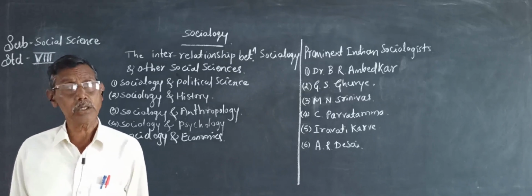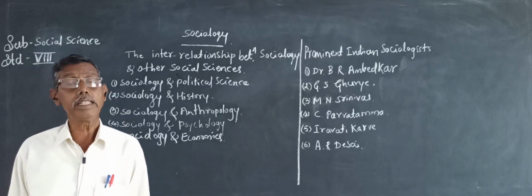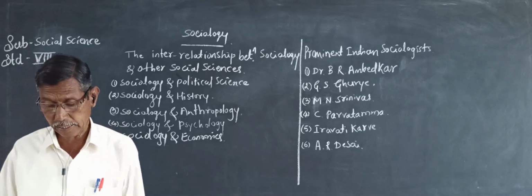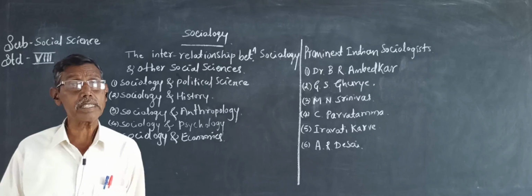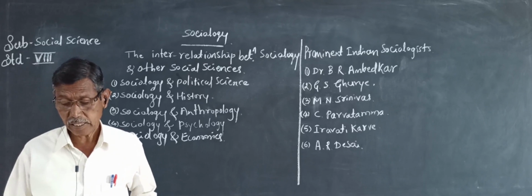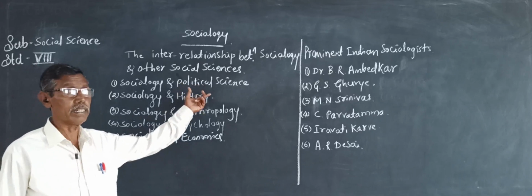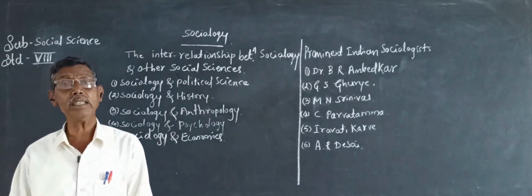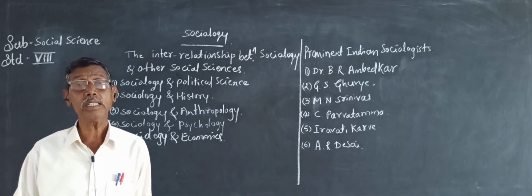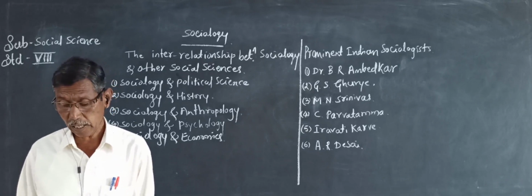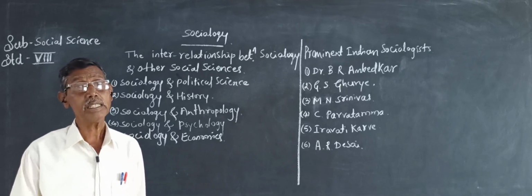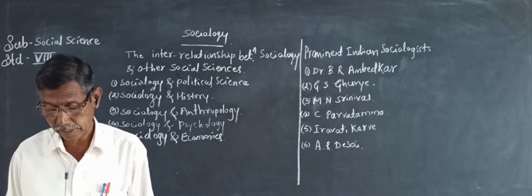Now, the relationship between sociology and political science. There is a close relationship between sociology and political science, because political science studies the political activities of man and also political institutions, whereas sociology studies social groups and social institutions. So, there is a close relation between sociology and political science.